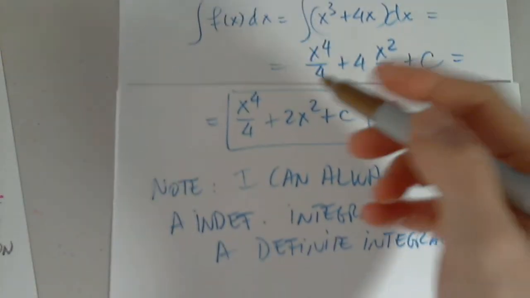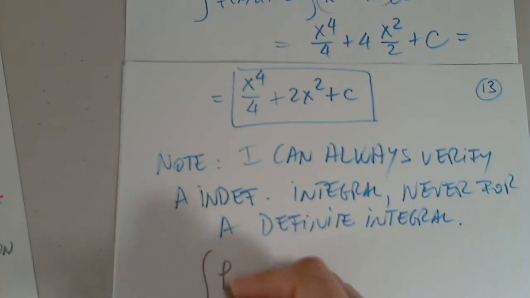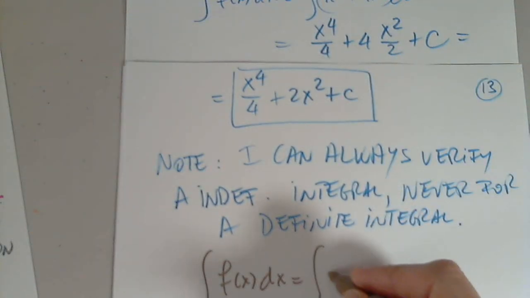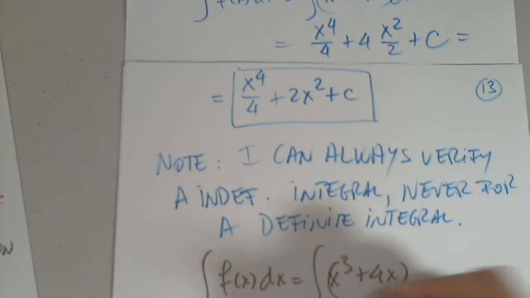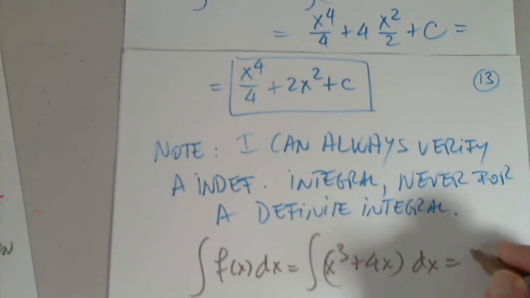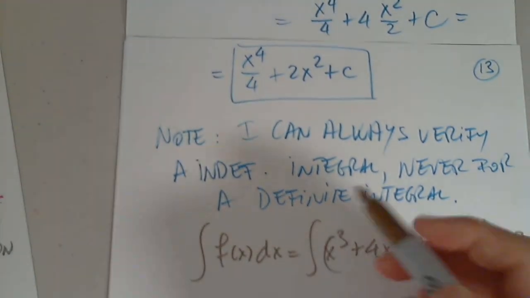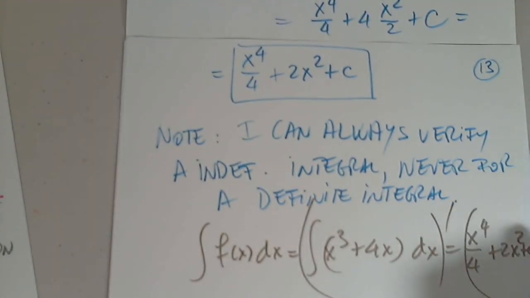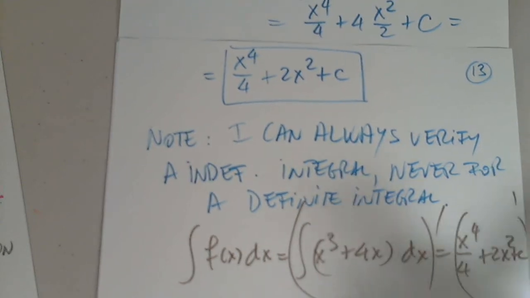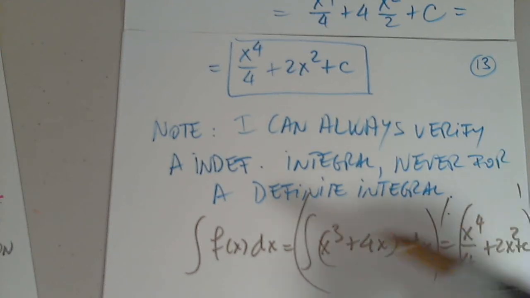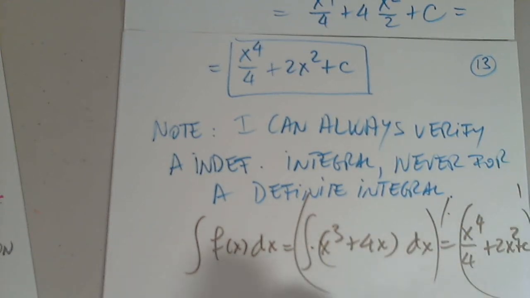So we claim from a few minutes ago that the integral of f of x dx, the integral of x to the third plus 4x dx, is our claim that the answer is x to the 4 over 4 plus 2x squared plus c. Can I verify this? Yes. I will differentiate this side and differentiate this side. It's just that the fundamental theorem of calculus part 1 is not in your book. The derivative of the integral is just the function.